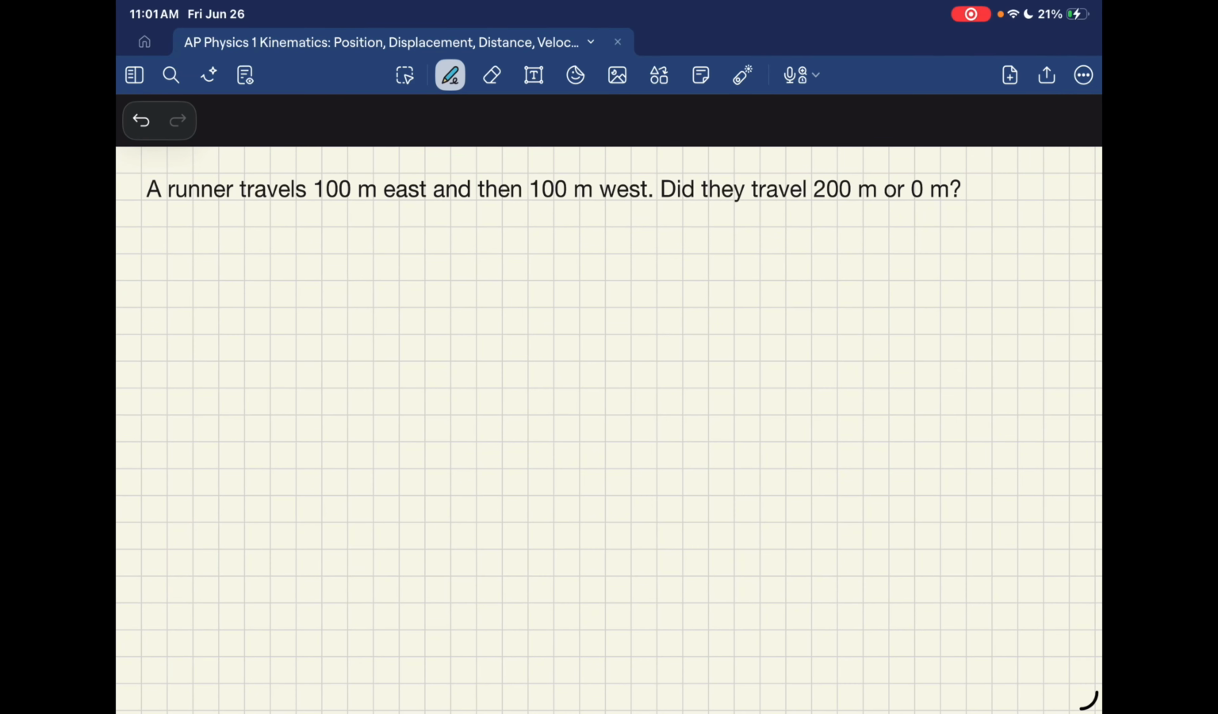A runner travels 100 meters east and then 100 meters west. Did they travel 200 meters or 0 meters? The answer is actually both.